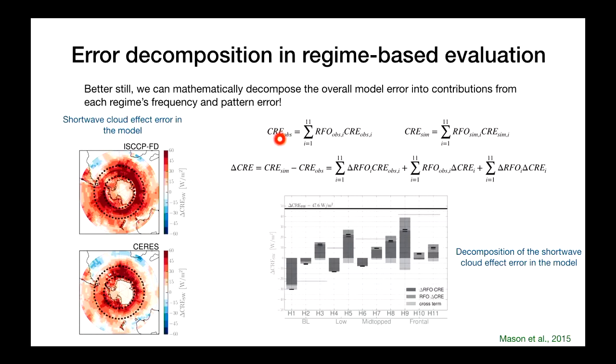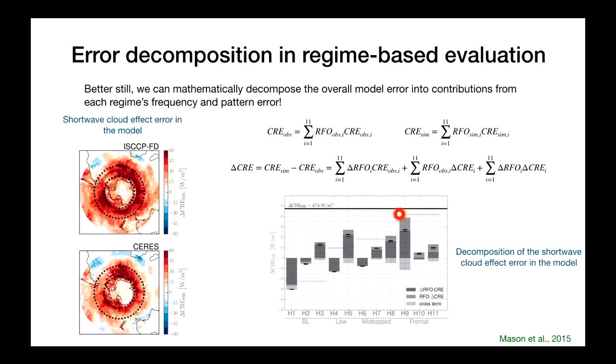So if I can do that for the observations, I can also do it for the model. It's not very complicated to see that I can do that. So I can write the same equation for the model. And then the error in the cloud radiative effect, which is simply the model minus the observation, which is what we see on these maps here, I can decompose into 3 terms. And that's just simple math, and it's not very difficult for you to work out. I get one contribution to the error from an error in frequency of occurrence. I get another contribution from errors in the within-regime cloud radiative effect. And I get a third contribution, which is the cross term. But because both are deltas, this last one tends to be small.